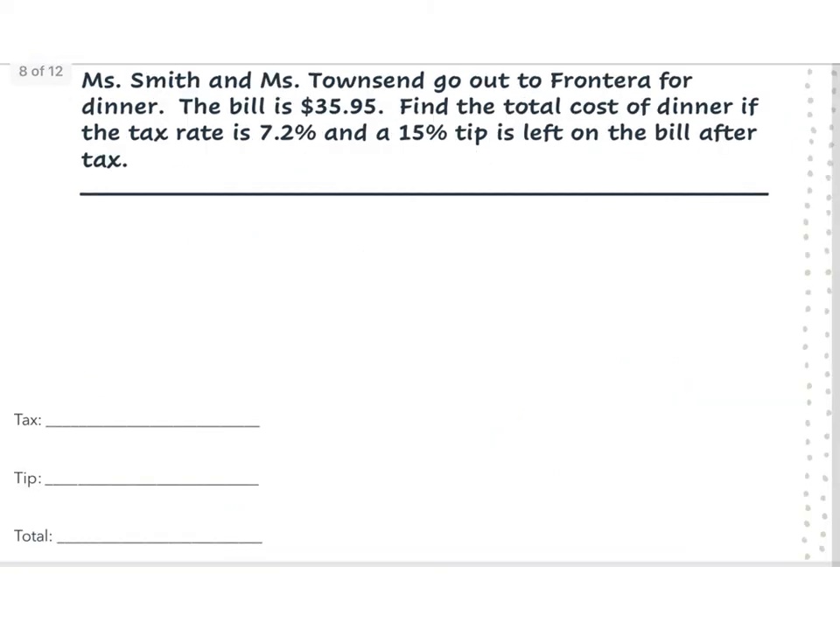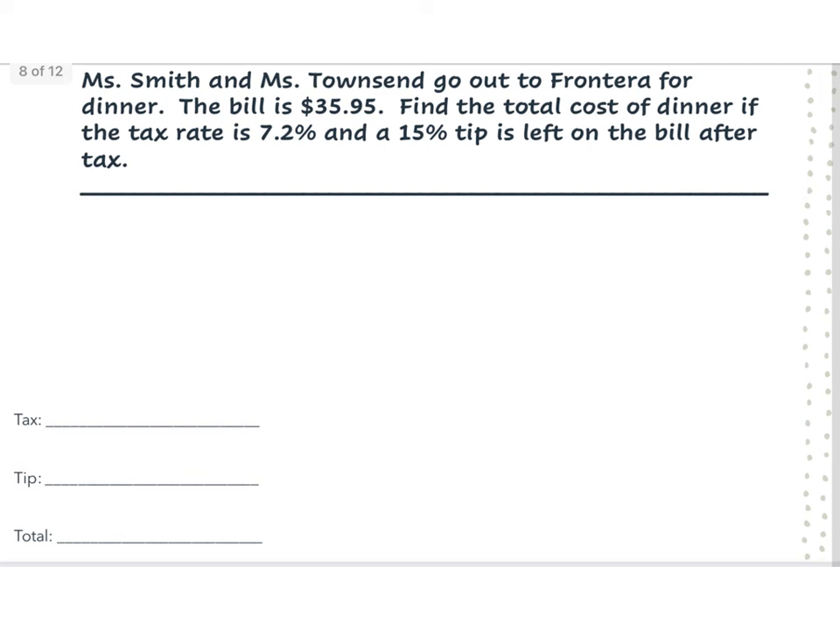All right, Miss Smith and Miss Townsend, go out to Frontera for dinner. The bill is $35.95. Find the total cost of dinner if the tax rate is 7.2% and 15% tip is left on the bill after tax. So first we need to calculate tax, then we need to calculate tip.